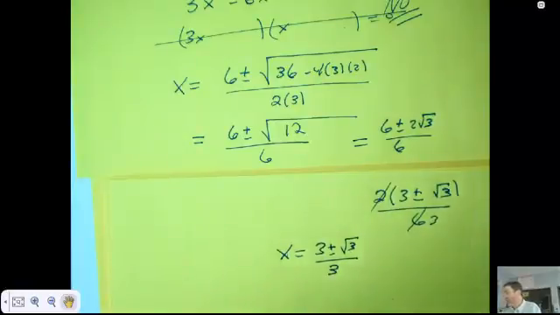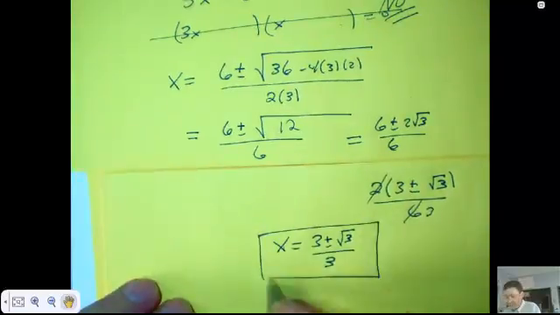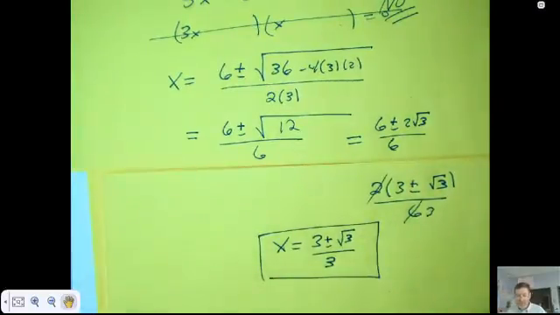I still need to ask myself, will any of those make the denominator 0 in the original equation? That's pretty obvious here that they can't, right? Because the only things would be 0 and 2, and that's none of those. So we have these two solutions. They are rational solutions.